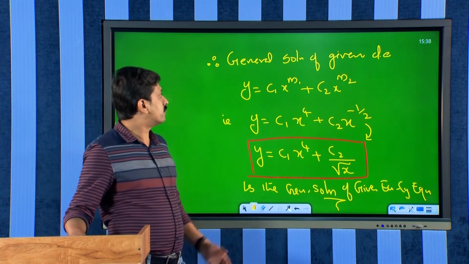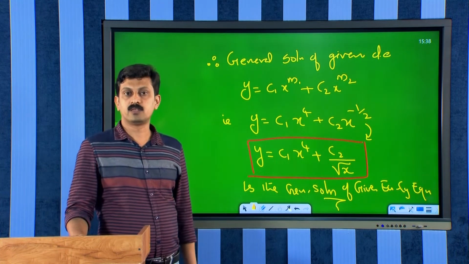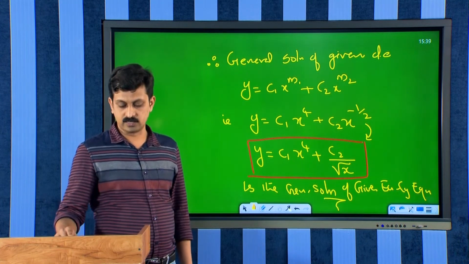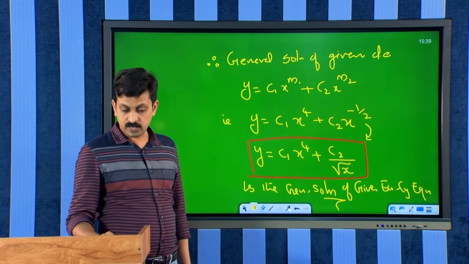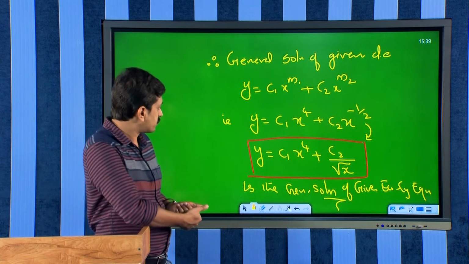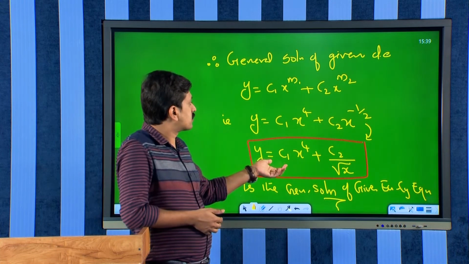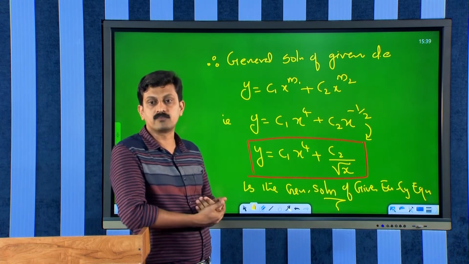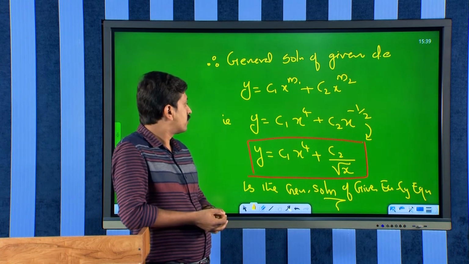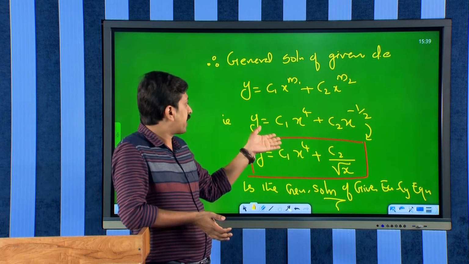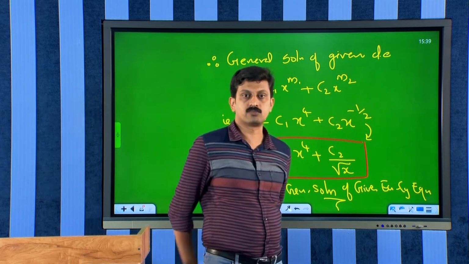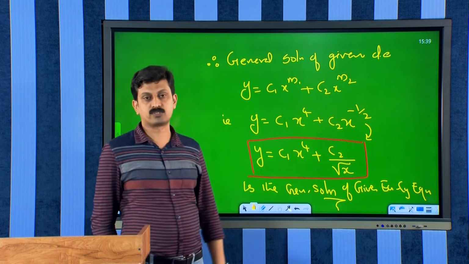is that we just evaluated the auxiliary equation as we did previously. So after evaluating that one, we got the values of m1 and m2. Since m1 and m2 are real and distinct, therefore we have the general solution as c1 x raised to m1 plus c2 x raised to m2. So we got the general solution.